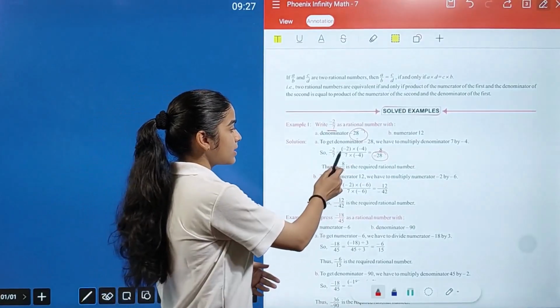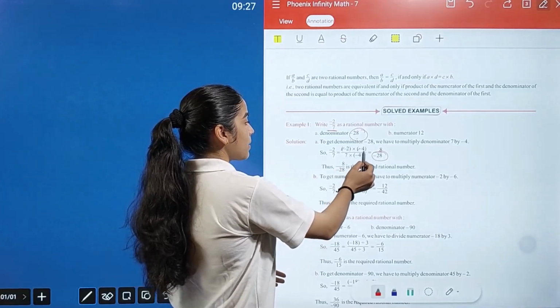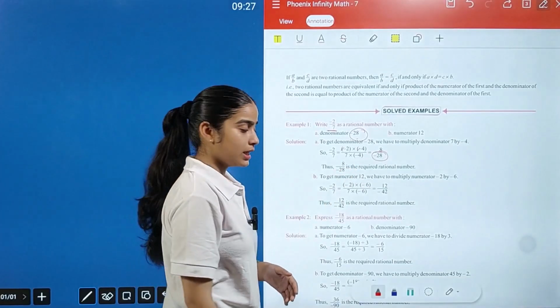So in this case, minus 2 multiplied by minus 4, minus and minus cancel out with each other. 2 multiplied by 4 is 8. So 8 by minus 28 is your answer.